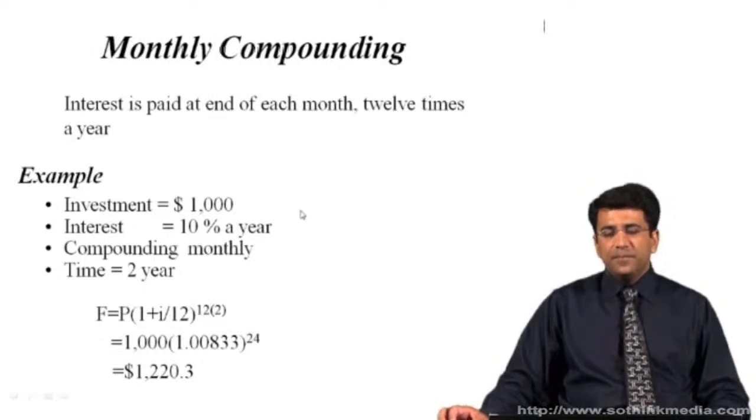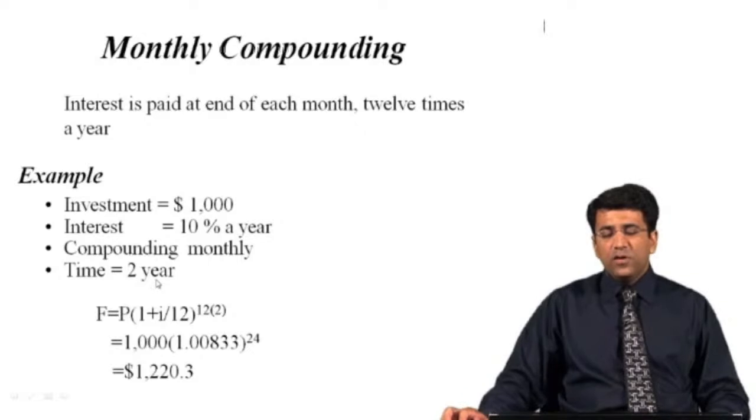Now let's take the example that compounding is done monthly. Monthly means students, you'll have to apply the interest on the amount 12 times a year. If we consider the same example, that is the investment is equal to $1,000, your interest rate is 10% a year, and the compounding is done monthly, and we are interested to calculate the future value of money after 2 years.